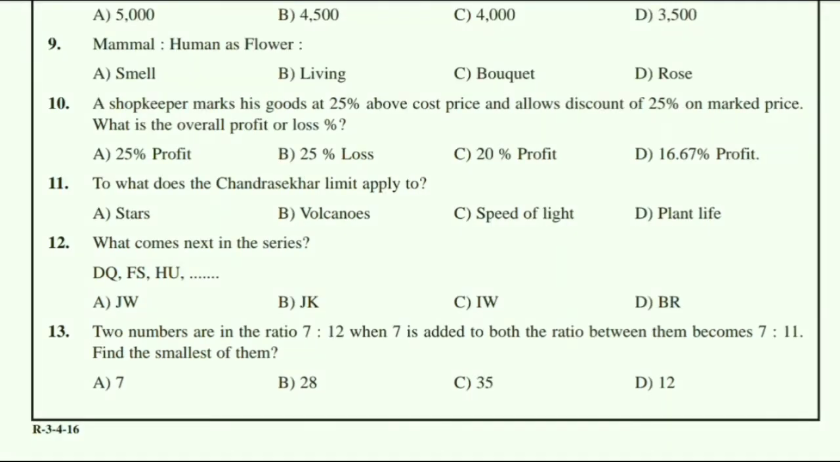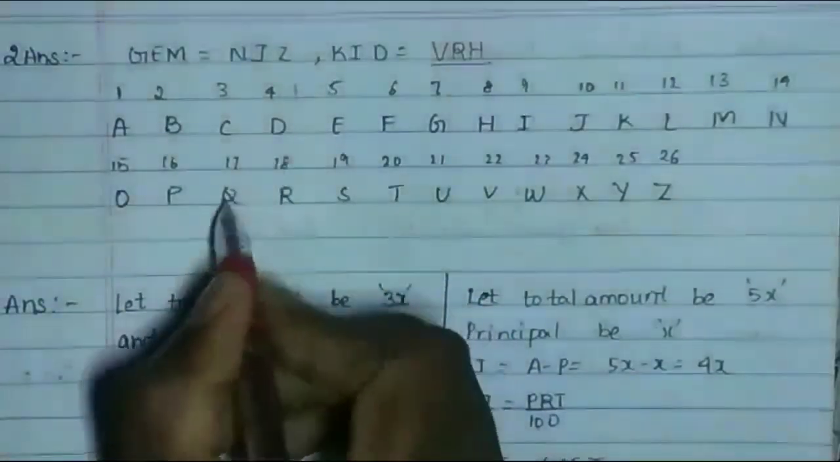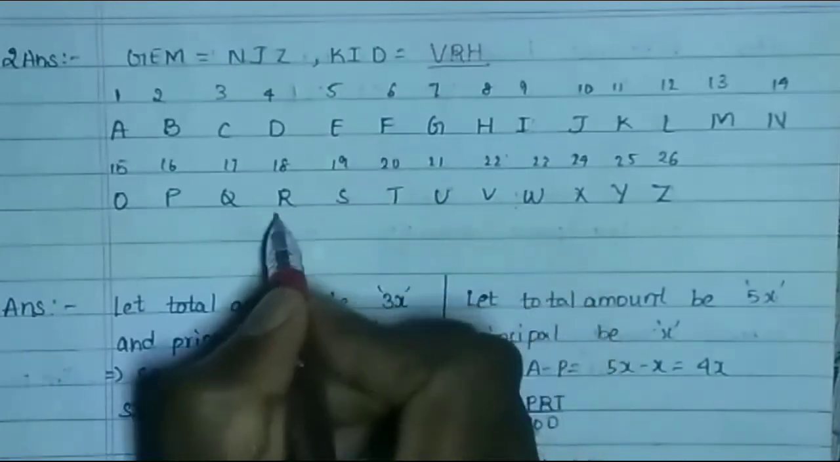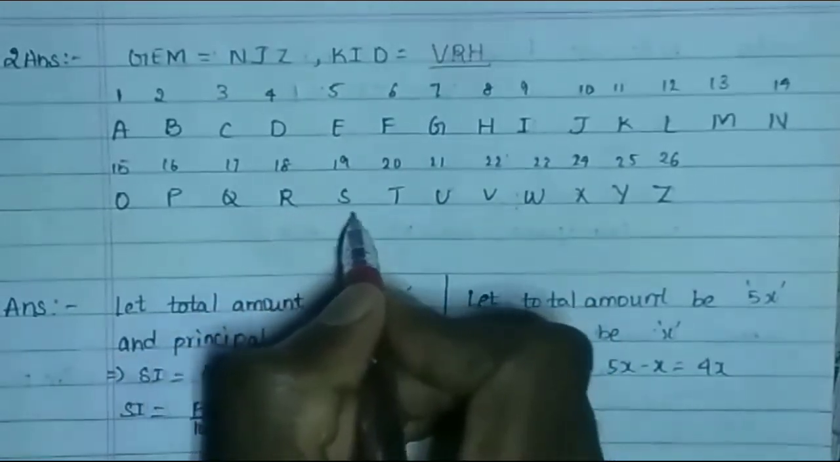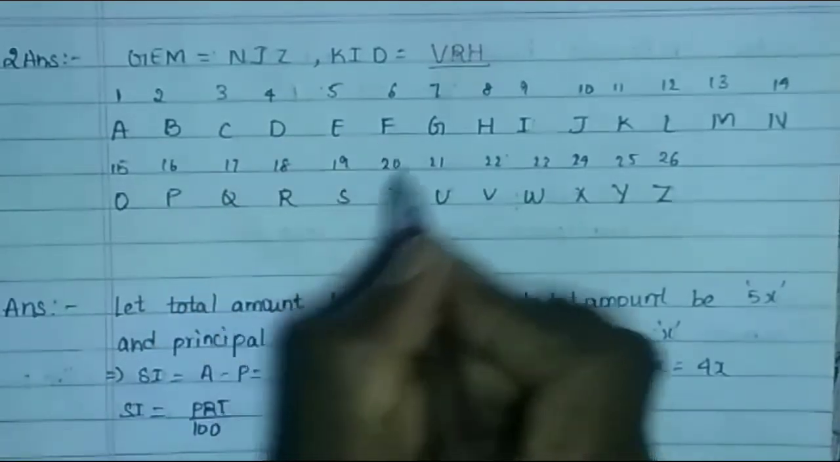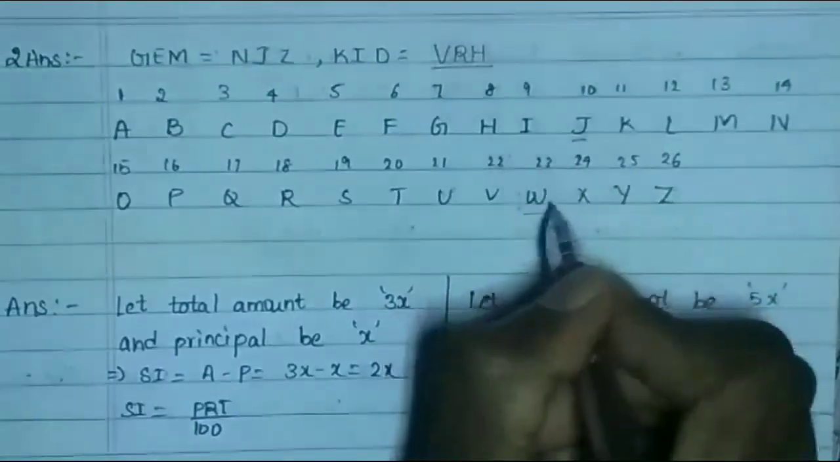What comes next in the series? DQ, FS, HU. Here, the difference between DQ, FS, HU is 1, that is, D, Q. After a gap of one letter, that is F. Here, after a gap of one letter, that is S. DQ, FS, HU, and the next in the series is J and W.